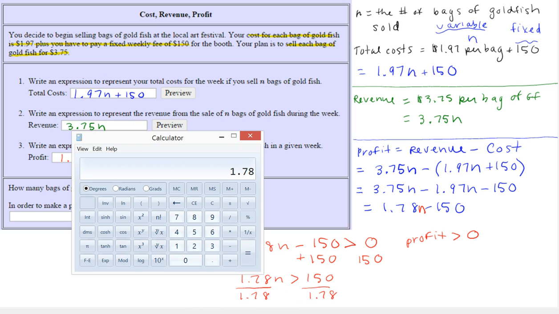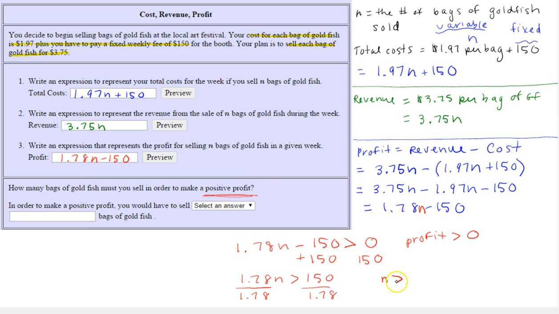So let's do this part on the calculator. 150 divided by 1.78 equals, and we have, let's just round this to 2 decimal places for now, 84.27. So n needs to be greater than 84.27. Now notice if you only sold 84 bags of goldfish, then your profit would be a little bit negative. So this value right here actually represents where it's exactly equal to zero, kind of where you break even.